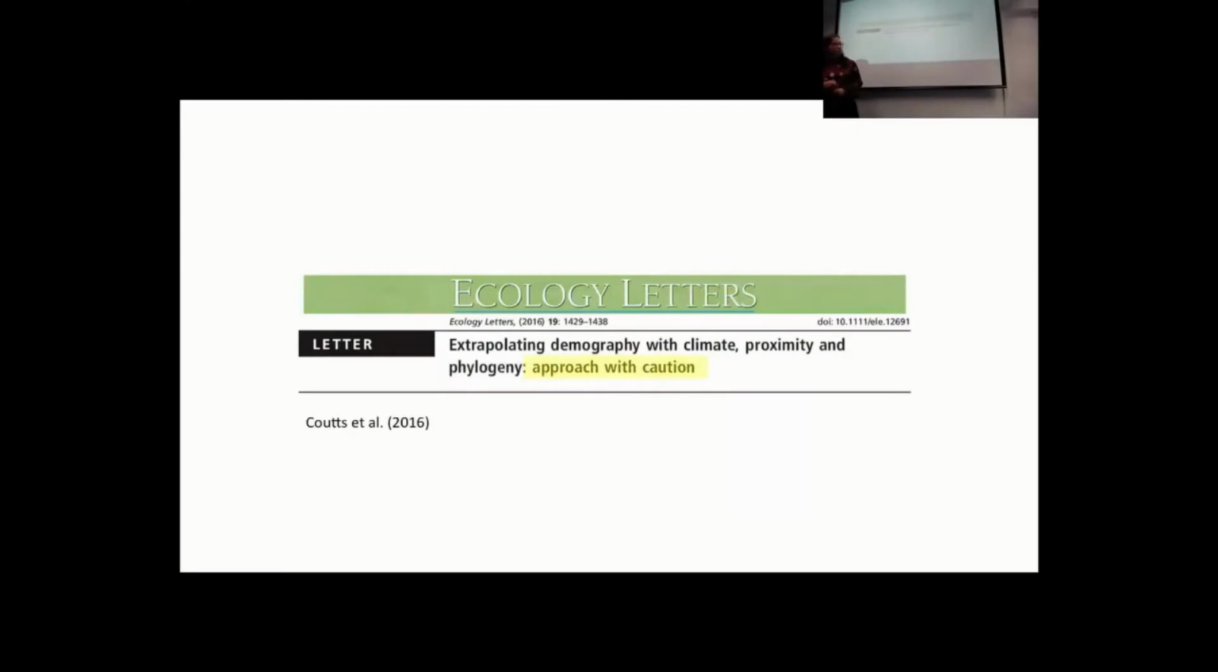So the key phrase here in Sean's paper was, if you want to extrapolate demography with climate, proximity, and phylogeny, approach with caution. We're only able to do very limited extrapolation from our current between species data.